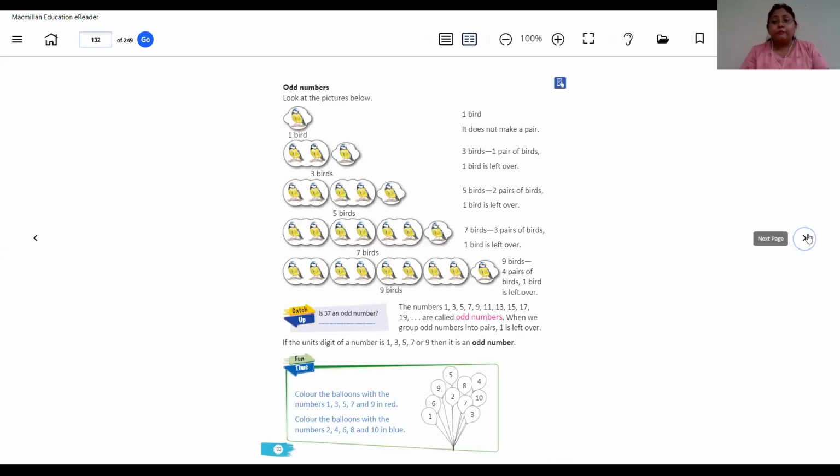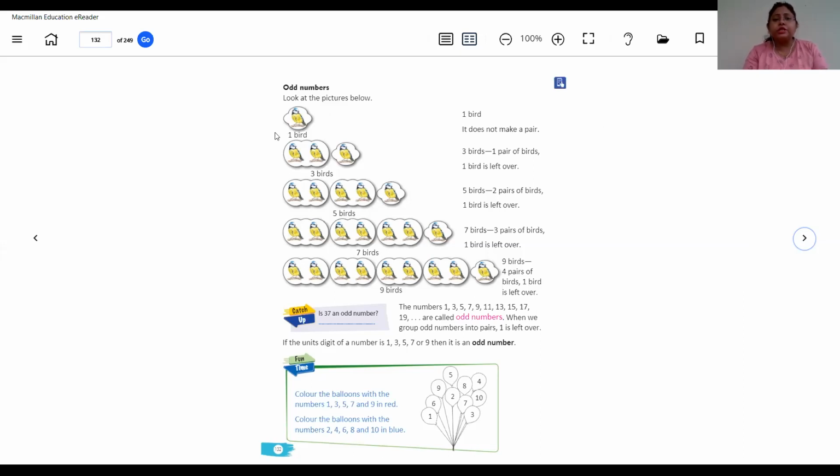Okay. Now, the first thing was that we learned about the even number. Now our second topic is the odd number. Student, we already discussed what an odd number is. Odd number means the numbers which have only one thing or one object. When there is no pair, then such numbers are called odd numbers. We can see it in the picture.